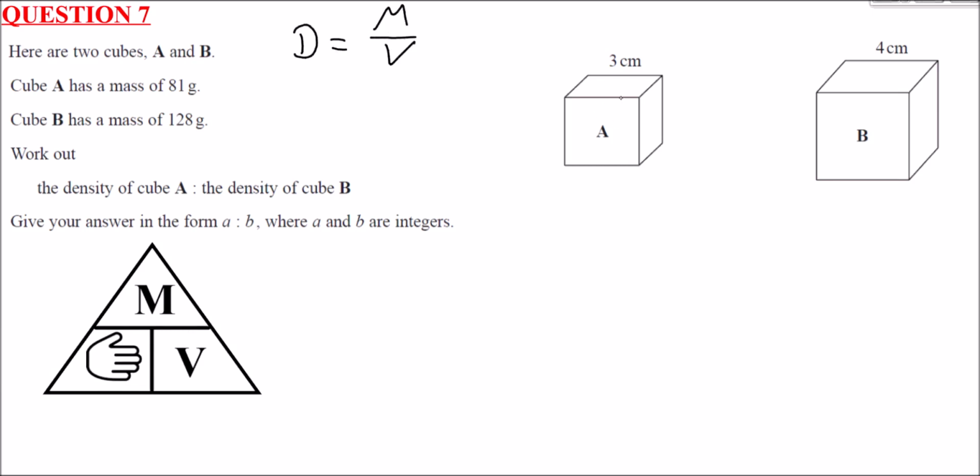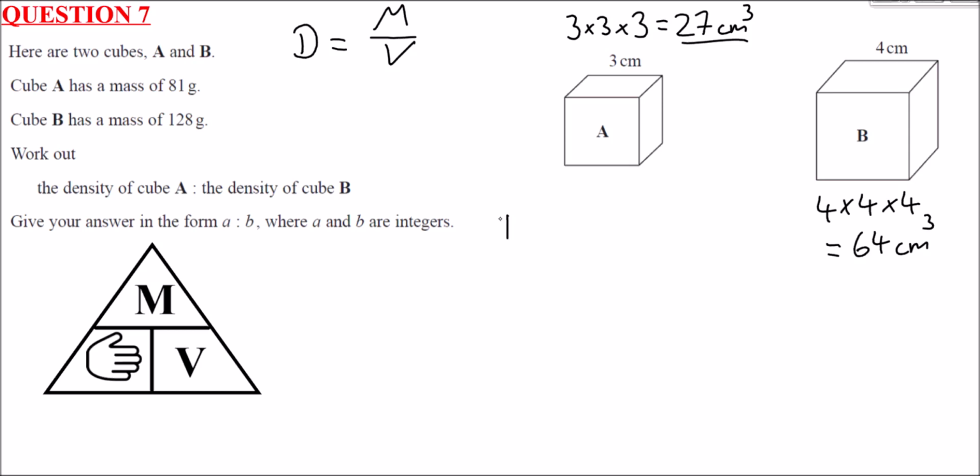So for this one here, this cube, the volume of a cube is the length times width times height. So for this cube, it's literally 3 times 3 times 3, which is 3 cubed, so that's going to be 27 cubic centimetres. This one here is going to be 4 cubed, 4 times 4 times 4. 4 times 4 is 16, times by 4 again is 64 cm cubed.